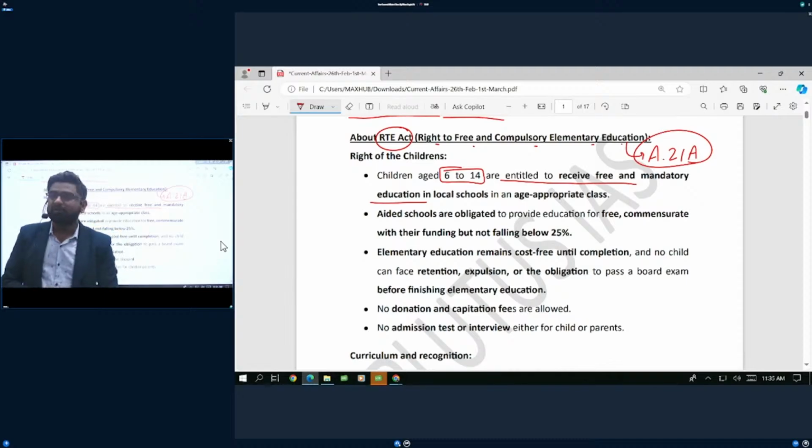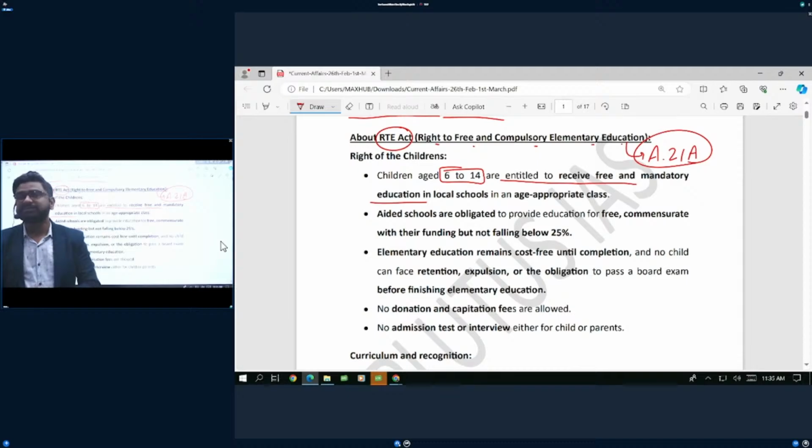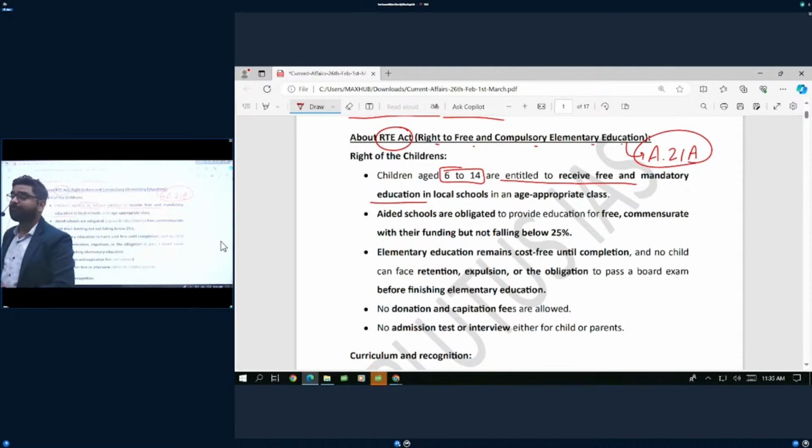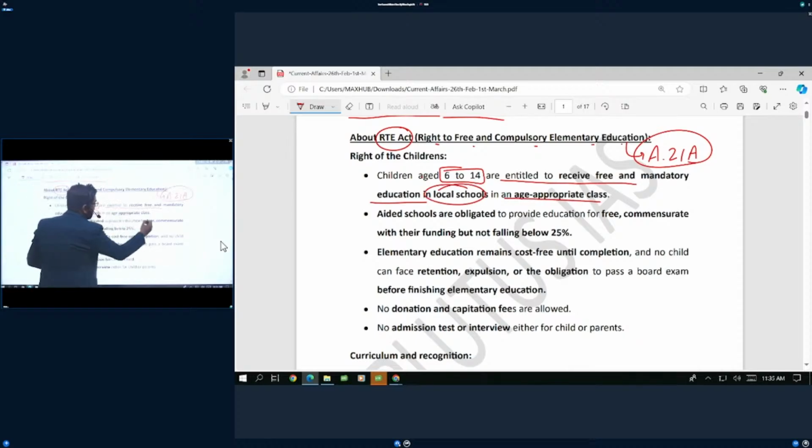It does not cover higher, it does not cover secondary above 8th class or senior secondary, and it does not cover pre-primary. It only covers 6 to 14. Preschool is not covered. The pre-primary is not covered. In a local school, in an age appropriate class.